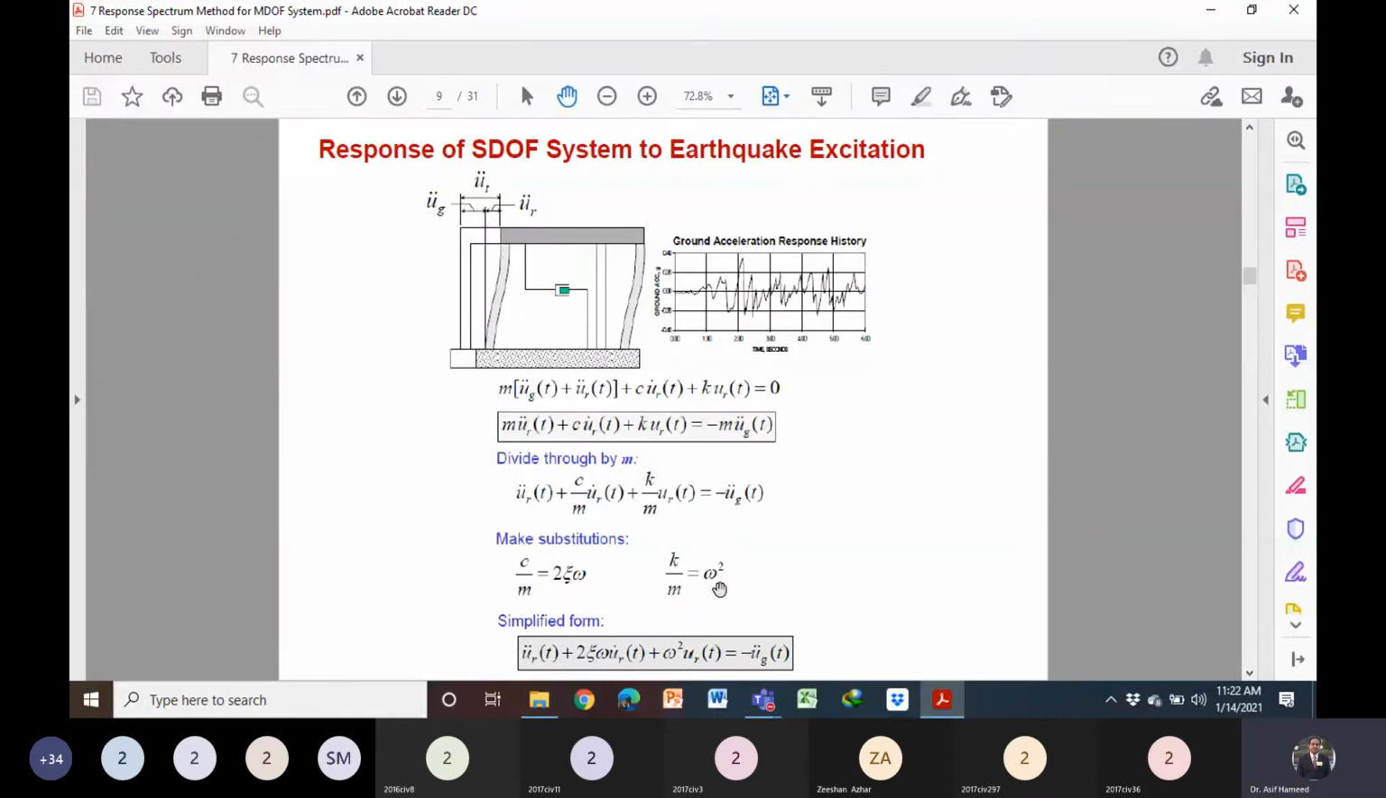K over M is equal to omega n square, and C over M is equal to 2 zeta omega n. Just put in the values. We can write the equation of motion of the single degree of freedom system subjected to the earthquake excitation in terms of zeta and omega n. So here we have 1, then 2 zeta omega n, and then omega n square times displacement, that is equal to the ground acceleration. So this is the equation of motion for the single degree of freedom system subjected to the earthquake excitation in terms of zeta and omega n.